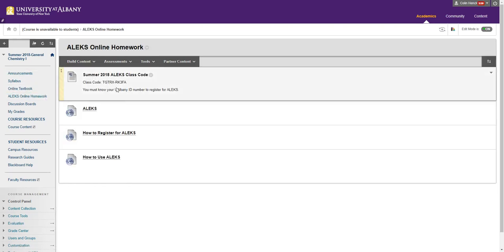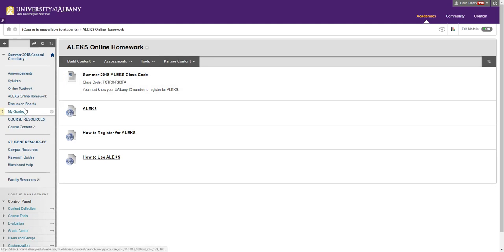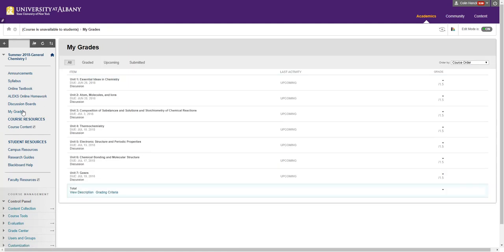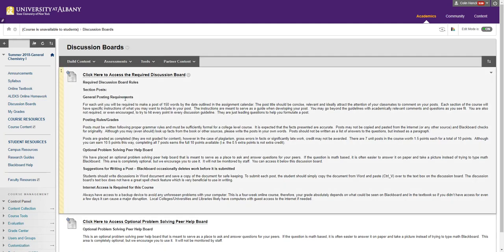On Alex, you have the course code, and this will change from semester to semester, but here's the course code right here. You're going to want to check for the current one for your semester. You can find your grades here, and you can also find the discussion board. So you'll notice that there are two discussion boards here.